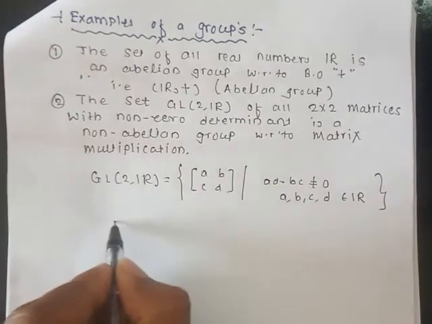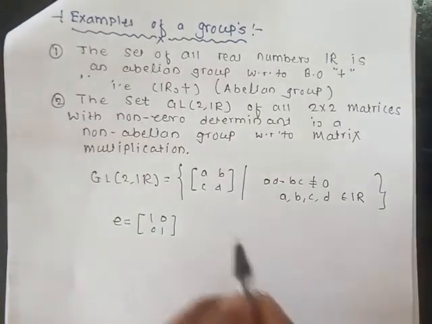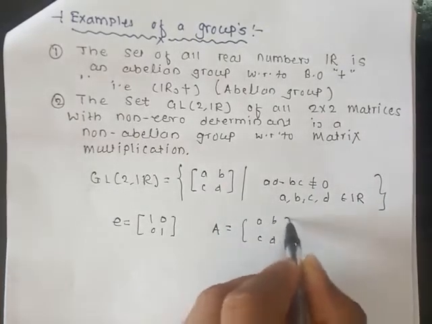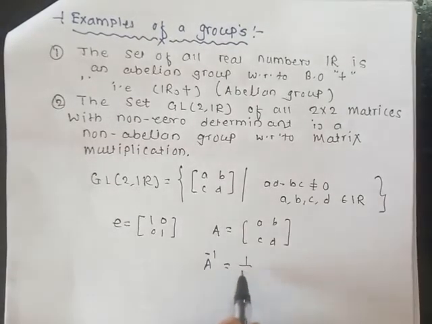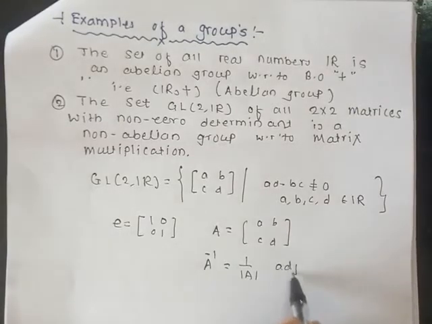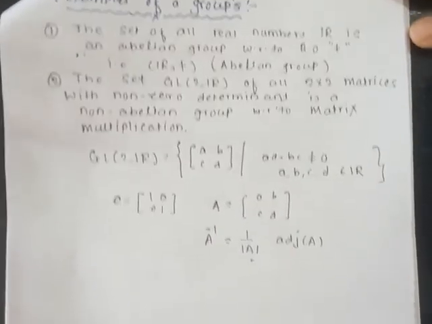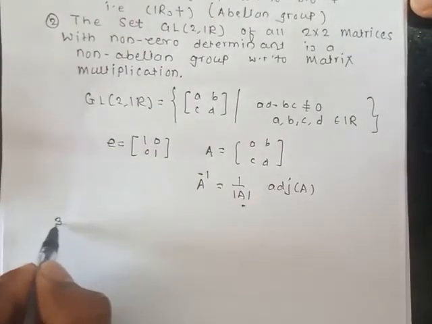Now what is the identity element? Simply the identity element is nothing but the identity matrix. Now if A is any matrix, then its inverse is found as A inverse is equal to 1 upon determinant of A into adjoint of A. Now if the determinant is non-zero, then 1 upon determinant of A exists. So for every element there exists a unique inverse. So this is also a group, but this is a non-abelian group.